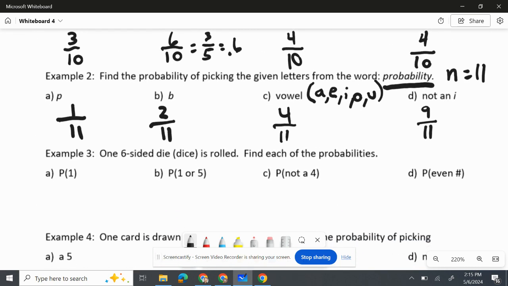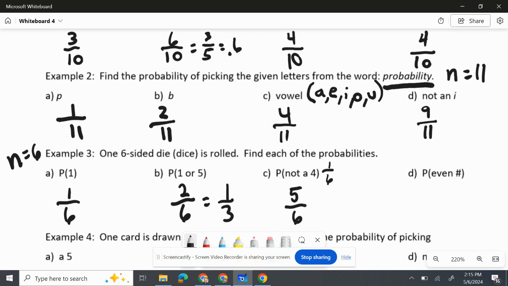Now we're talking about dice probabilities. So there's 6 sides to a die. So the probability of a 1 would be 1 out of 6. 1 or 5 would be 2 out of 6, or you could reduce it to 1/3 if you want. Not a 4, so a 4 would be 1/6, so that means not a 4 would be 5/6. And an even number would be 3/6, or if you want, you could put 1/2.